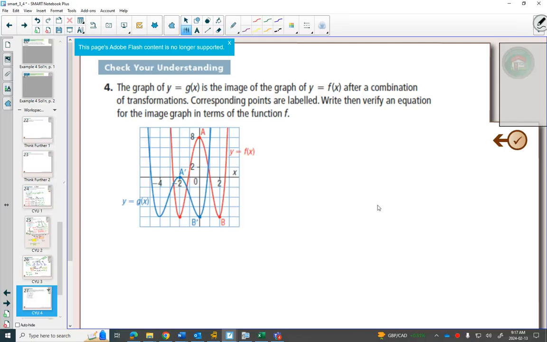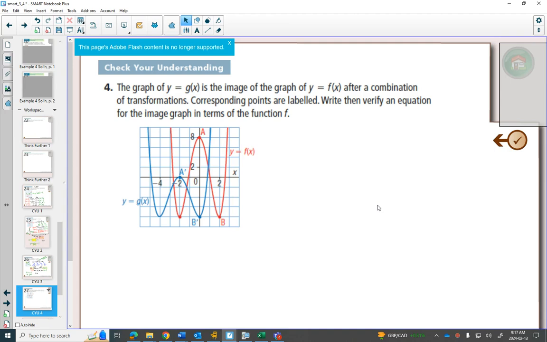So we did a similar question to this one in 3.3, where now the equation is not given, but the graphs are given. And so we need to see what's happened. And last time we did this question, we would go with our original graph. So the original graph is f of x, and g of x, the blue one, is the image after a combination of transformations. And the corresponding points are labeled.